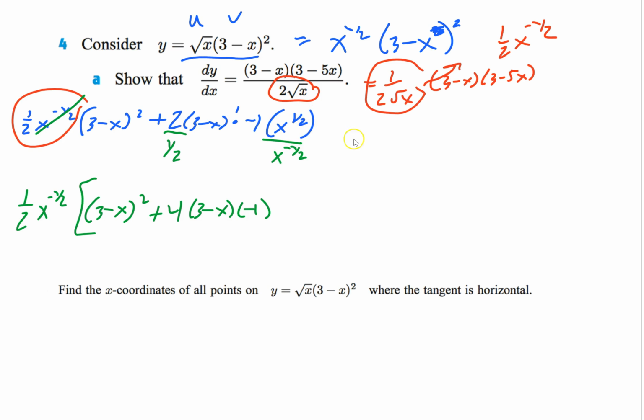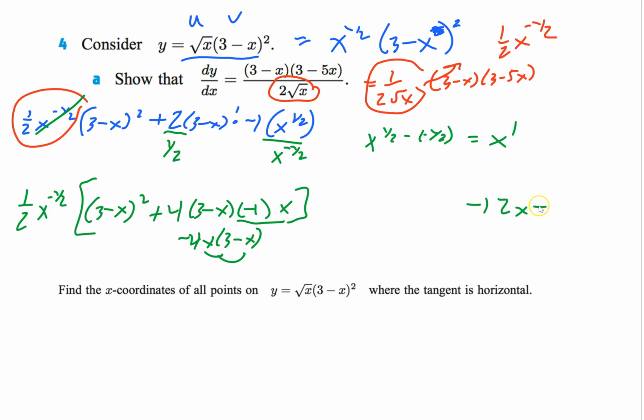So when you divide these two, remember you just subtract the powers. 1/2 minus -1/2 is going to be x to the first, so this is x here. Now if I want to make it look like that, I just have to simplify this thing. This is a mess. -x times 4 is -4x. 3 minus x, so if I distribute, I'm going to get -12x plus 4x squared.